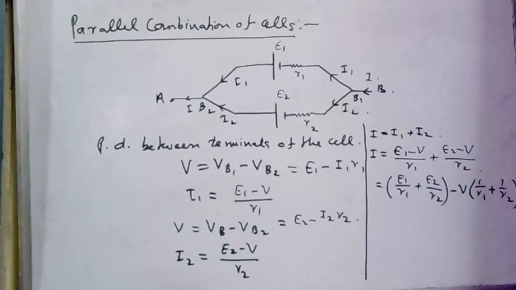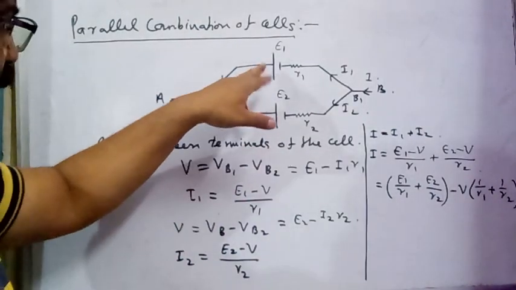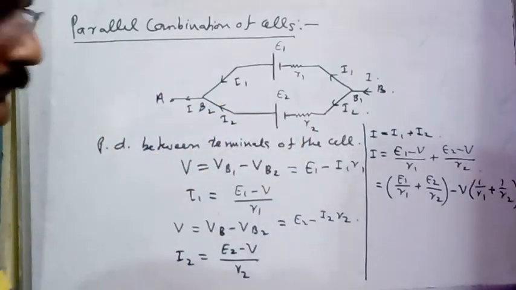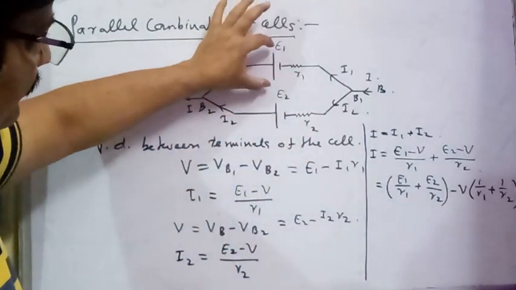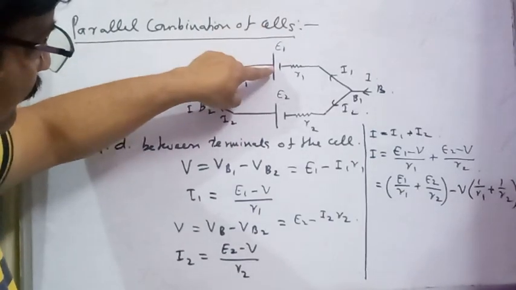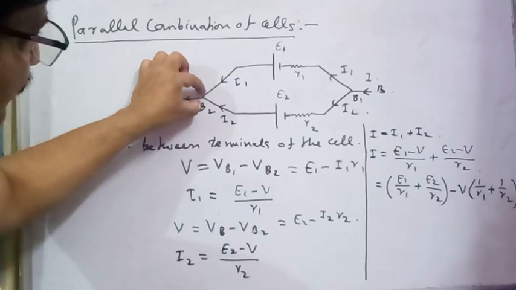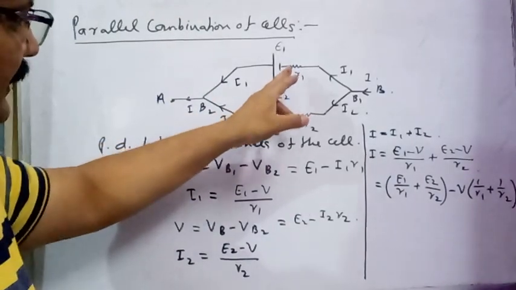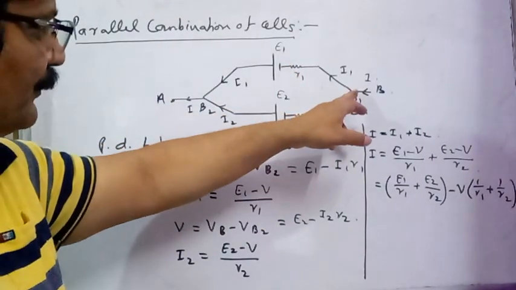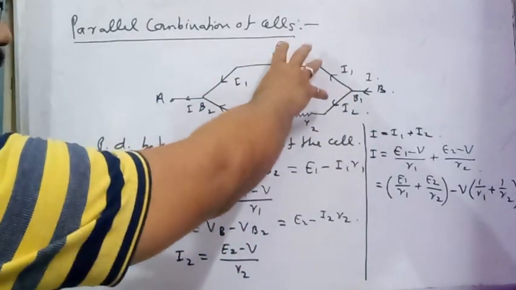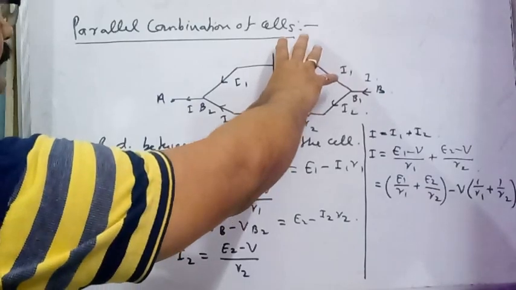Students, see the parallel combination of cells. What is parallel combination of cells? If two cells with EMF E1 and E2 and internal resistance R1 and R2 are connected in parallel, it means the positive terminals of both the cells are connected to a common point, that is V2, and the negative terminals of both the cells are connected to a common point, that is V1. This is called parallel combination of the cells.